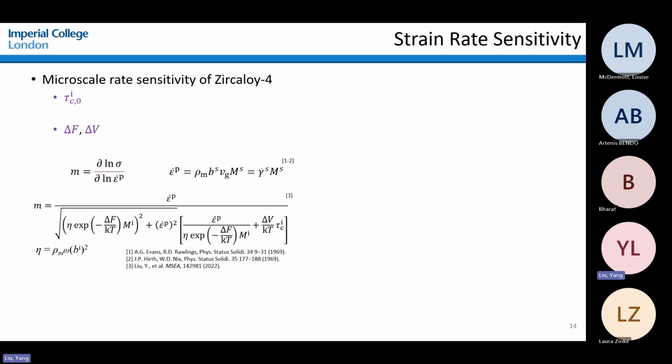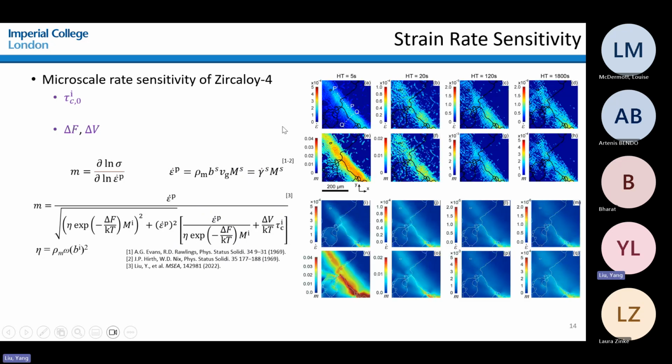And we can quantify this by incorporating the microscale rate sensitivity into the formula of the bulk. And this gives us the local strain rate sensitivity, where at the beginning of the holding, you can see that the rate sensitivity is maximized and then stabilized afterwards, which is consistent with the simulation result.